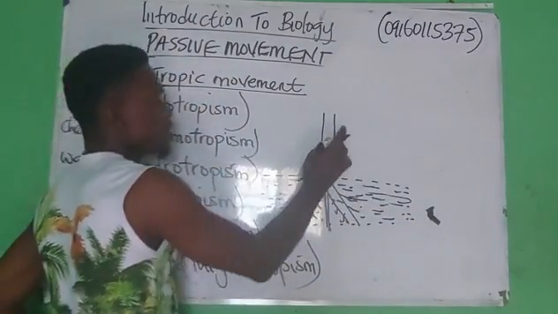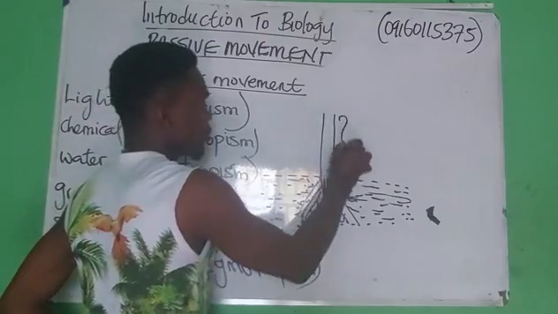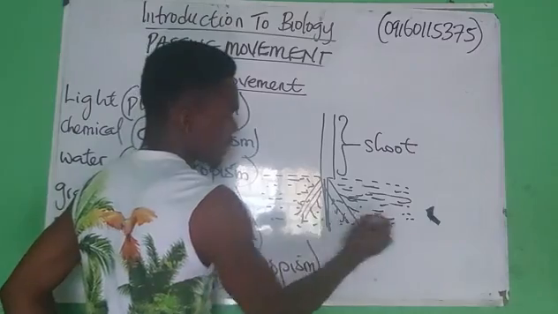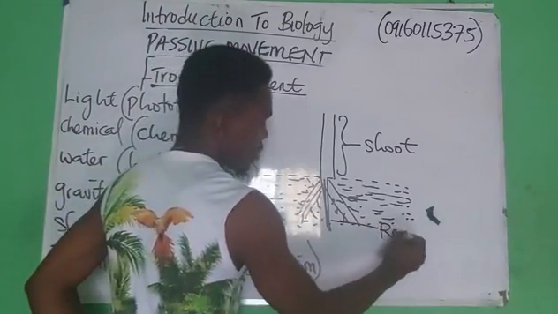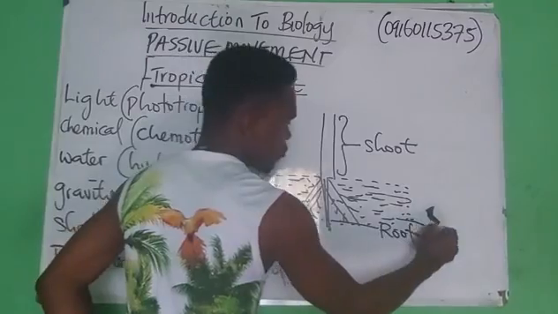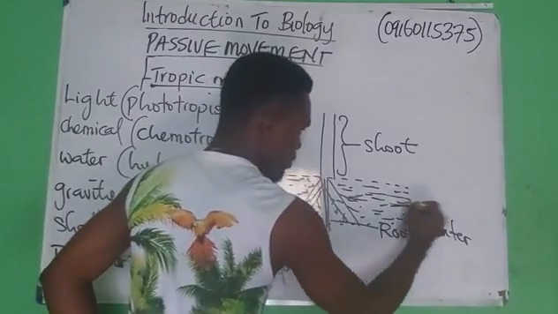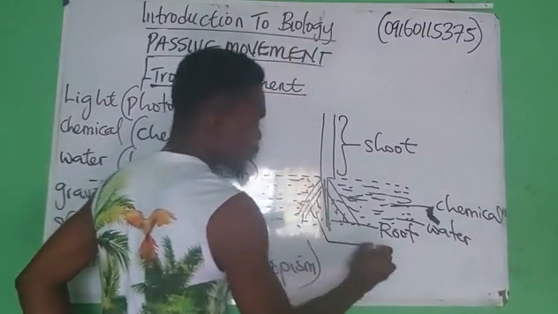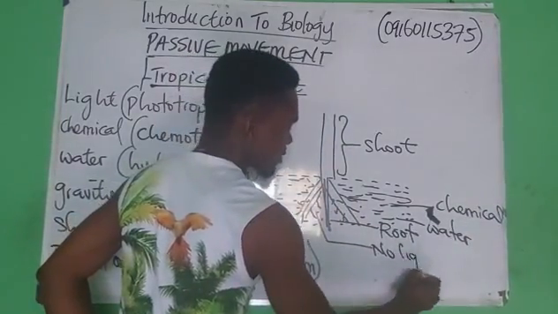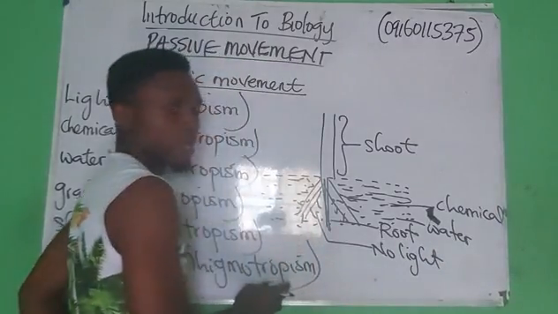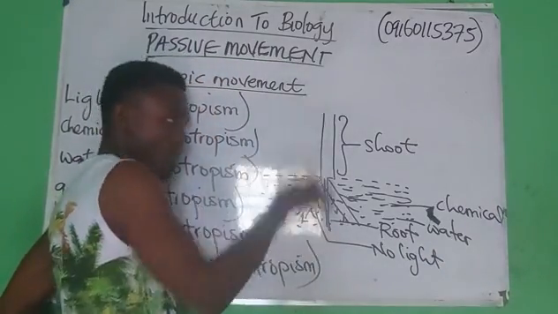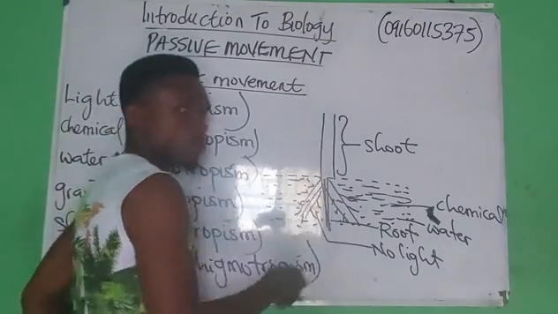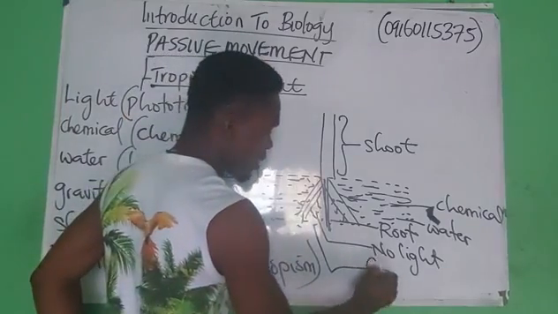All right, so this long region is actually called the shoot. This is the shoot, this is the root, right? This region is the roots. You have roots, and also around this region you have water. Also around this region you have chemical, right? But this region does not have light, no light. Gravity is downwards, right? So which means if the root is going downwards, it is going towards gravity. So I can write here gravity.